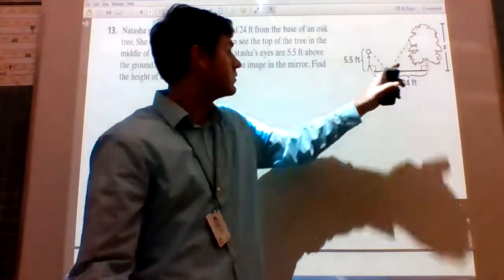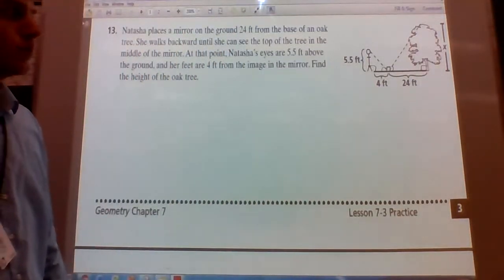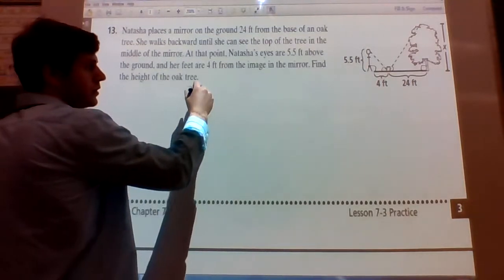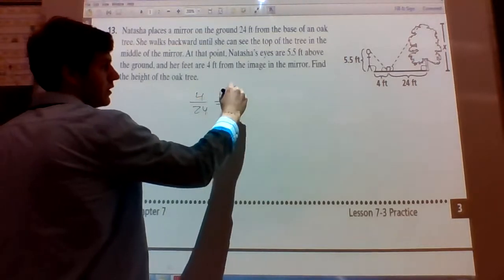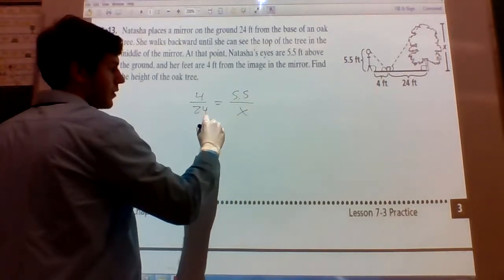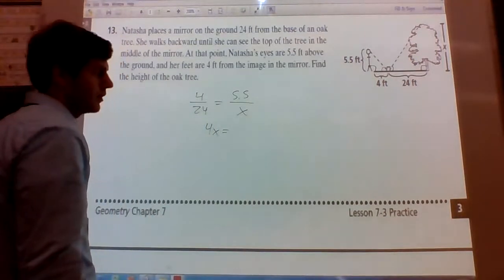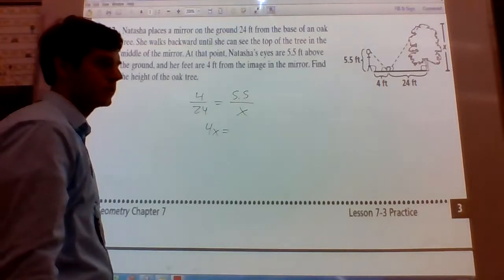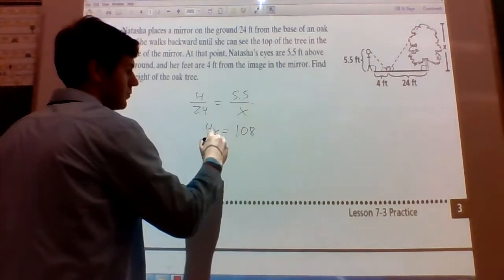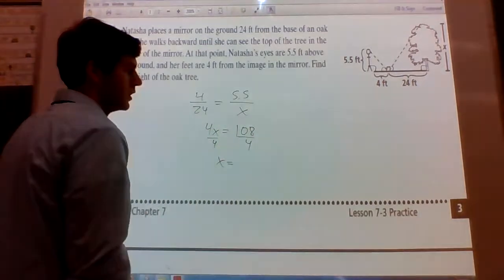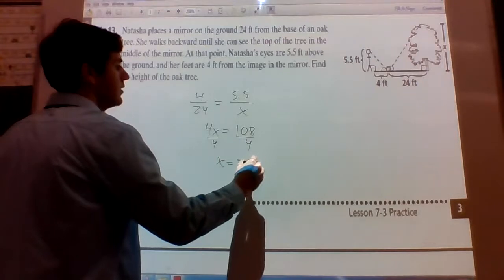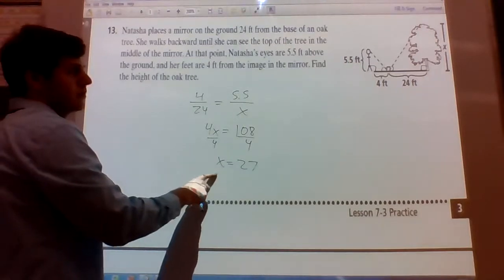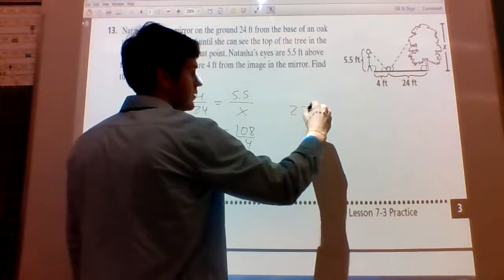So by angle criterion, the two triangles are similar. Since the triangles are similar, the ratios are going to be equal. So 4 is to 24 as 5.5 is to x. Cross multiply, 4x equals 24 times 5.5. That is 96 plus 12, which is 108. Divide by 4. x is going to be 27. So the height of the oak is 27 feet.